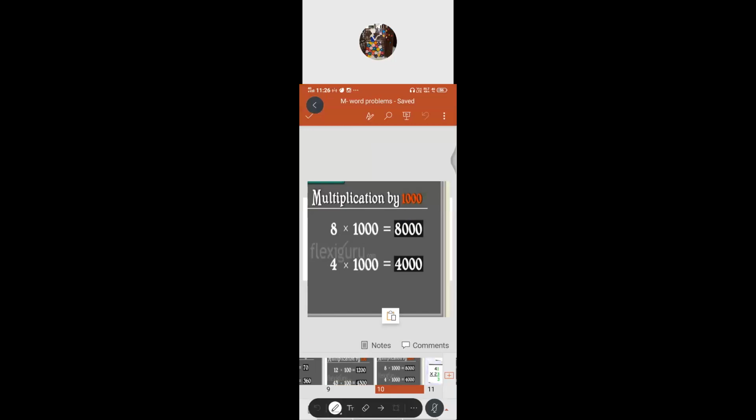Similarly, we have to do that one. 8 ones are 8. How many zeros are there? There are 3 zeros. 8 multiplied with 1000 is 8000.